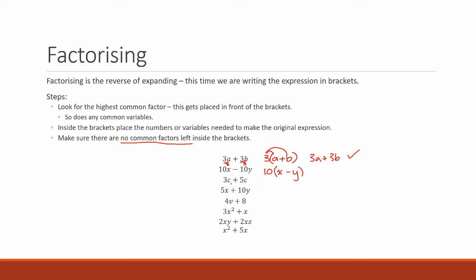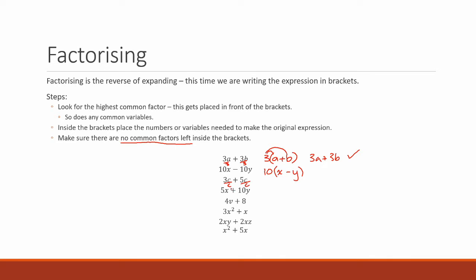Okay, let's have a look at this third one here. So this time we've got a 3 and a 5. They're both prime numbers. They're not going to have any common factors that we can divide out. But we do have two common letters, two common variables. So we can actually divide out. Now I'm just showing you this division, but you don't actually need to show this in your working.